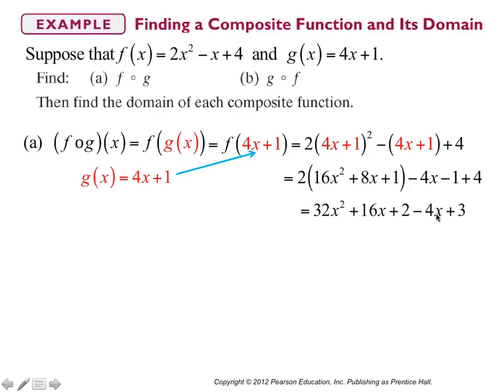And then we still have this minus 4x. And then we combine these like terms. The negative 1 and the positive 4 can be combined, and then it would be a positive 3. And then again, we combine some like terms. We have a 16x and a negative 4x, and we have a positive 2 and a positive 3. So if we combine everything, we have 32x squared plus 12x plus 5. So that's f of g of x.